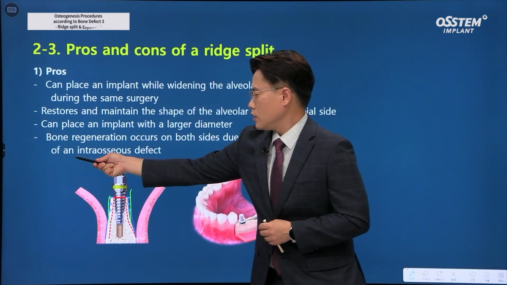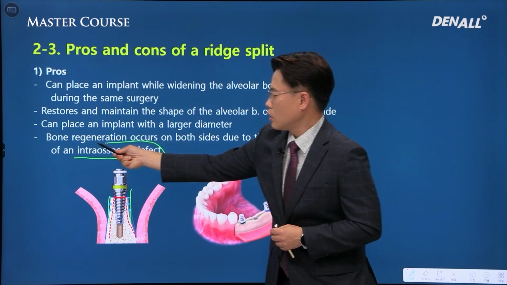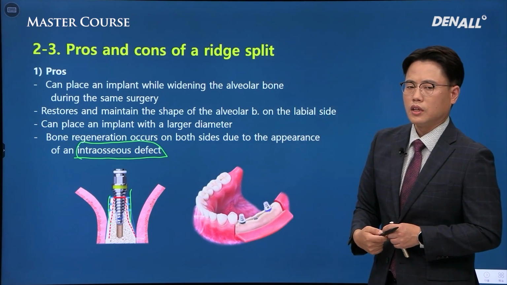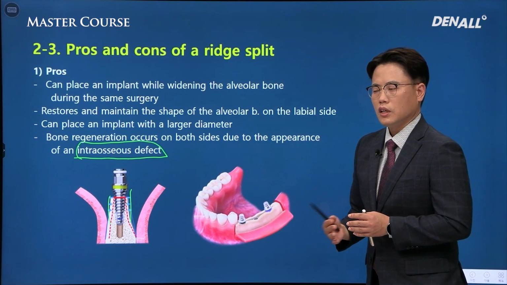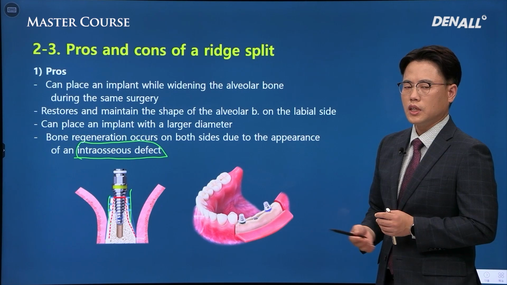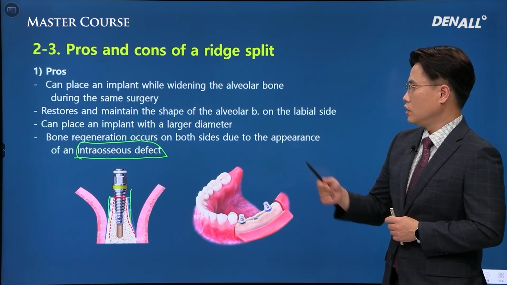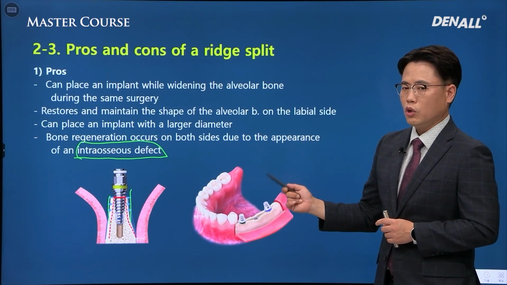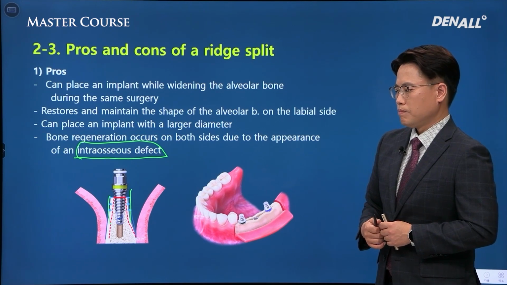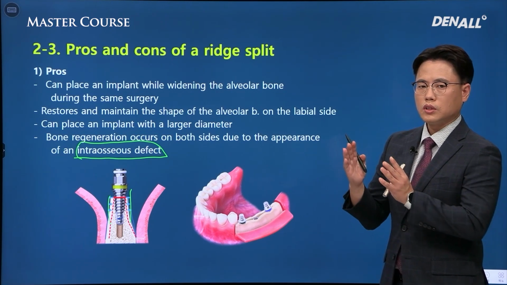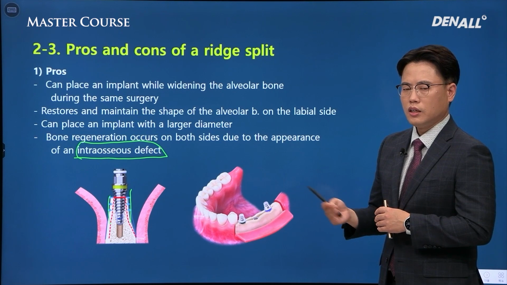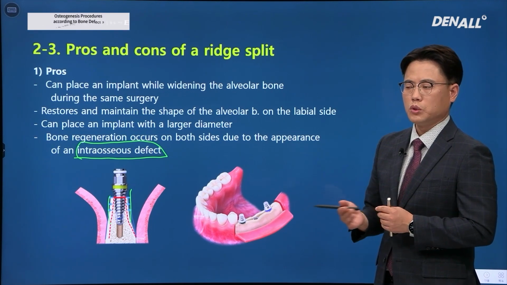If you do a ridge split, then the socket will become an intraosseous defect. Naturally, ossification and bone quality will become better. There are clear pros for ridge split, so if you learn about it and apply it in an appropriate case, then you get good results.